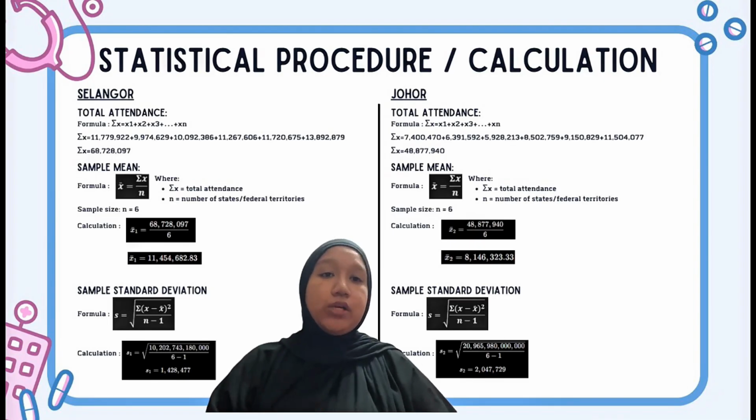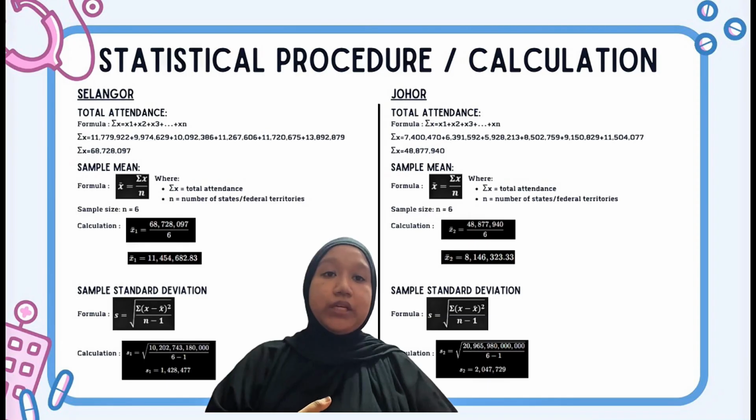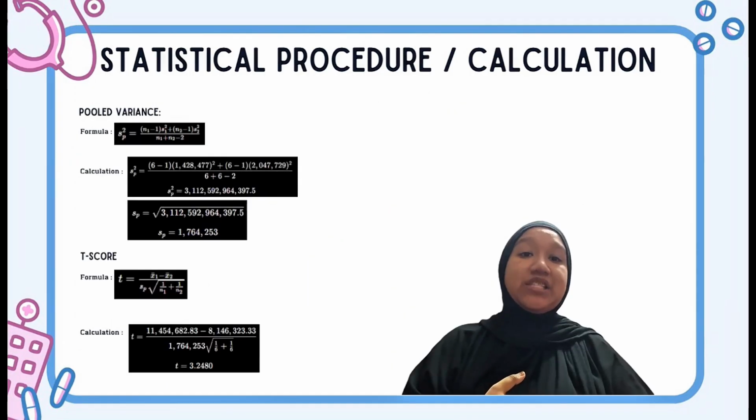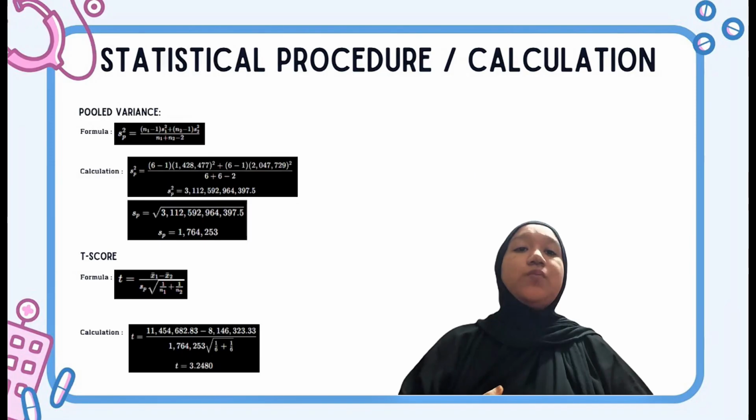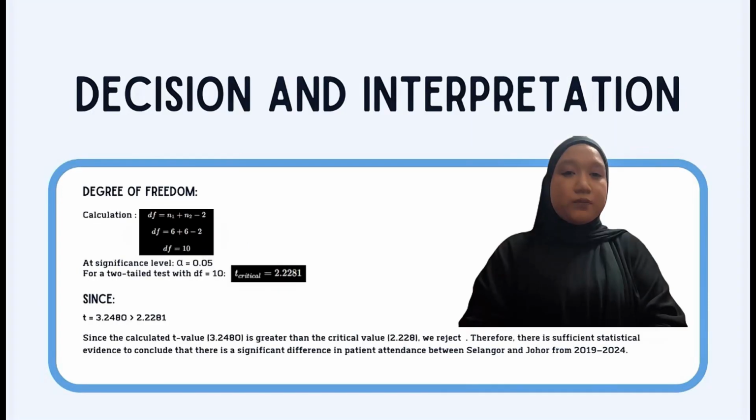The mean for Selangor is 11,454,682.83, while the mean for Johor is 8,146,323.33. After substituting all the values into the formula, the t-score obtained is 3.2480, and then H0 is rejected, and there is a significant difference in patient attendance between Selangor and Johor.